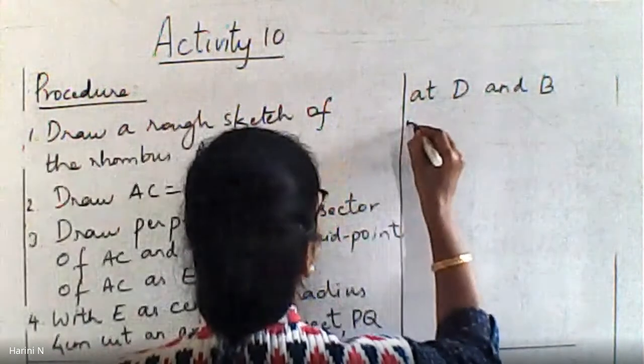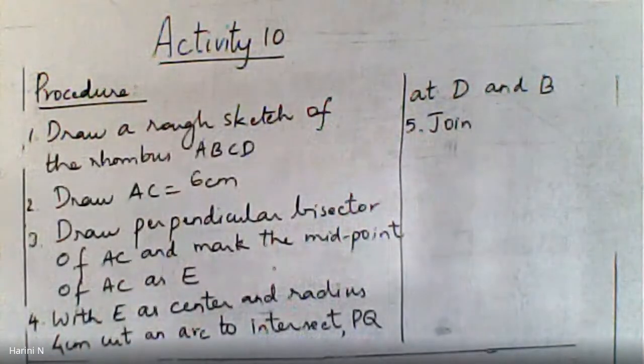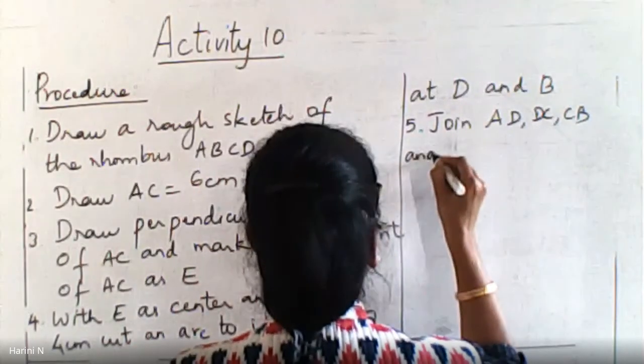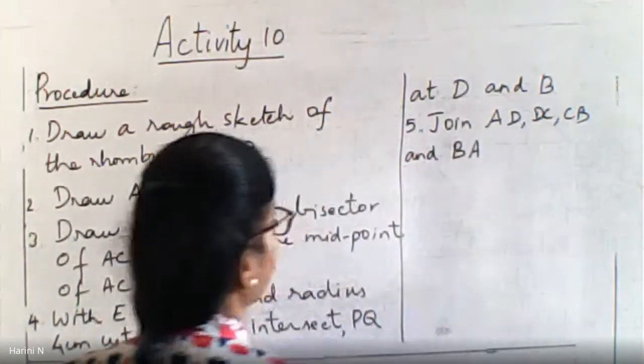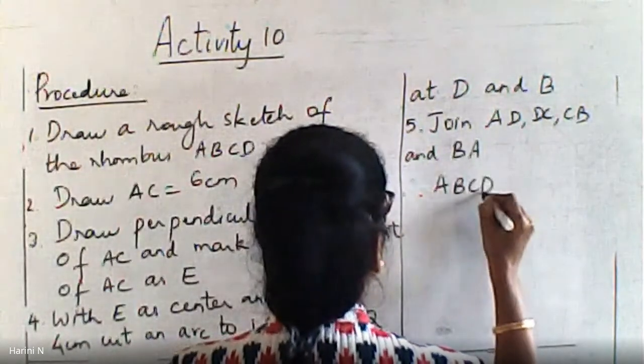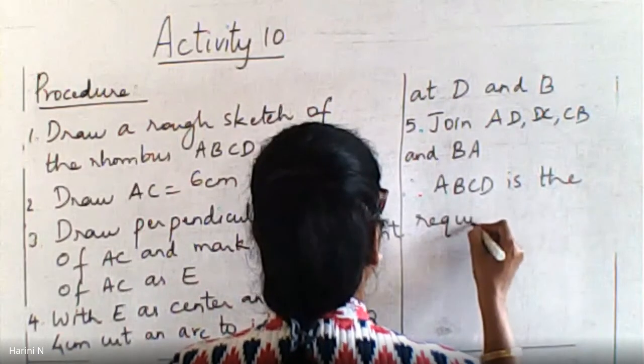What's the next step? Join AB, BC, CD, and DA. Once you join them, what is ready? Therefore, ABCD is the required rhombus.